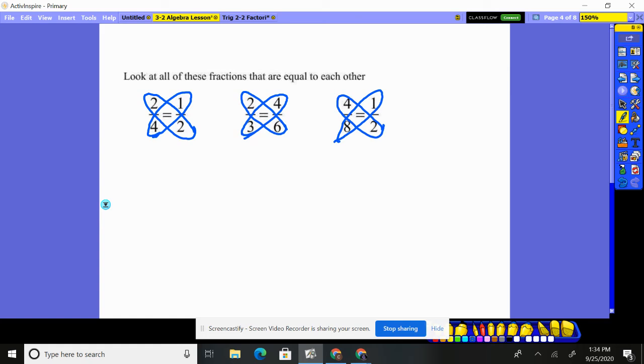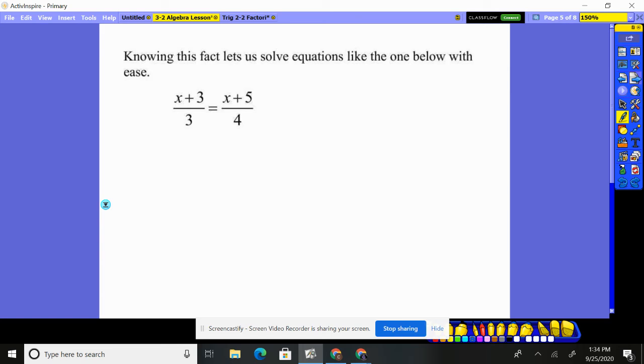Cross product is another thing that it's sometimes called. Now, please note, this is only true when the two fractions are equal. Notice we don't do it when we're multiplying or anything like that. Now, knowing this fact, let us solve equations like the ones below with ease.